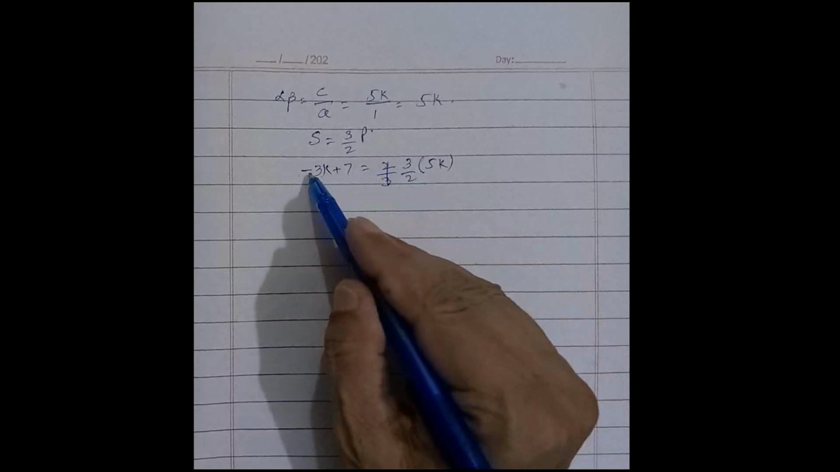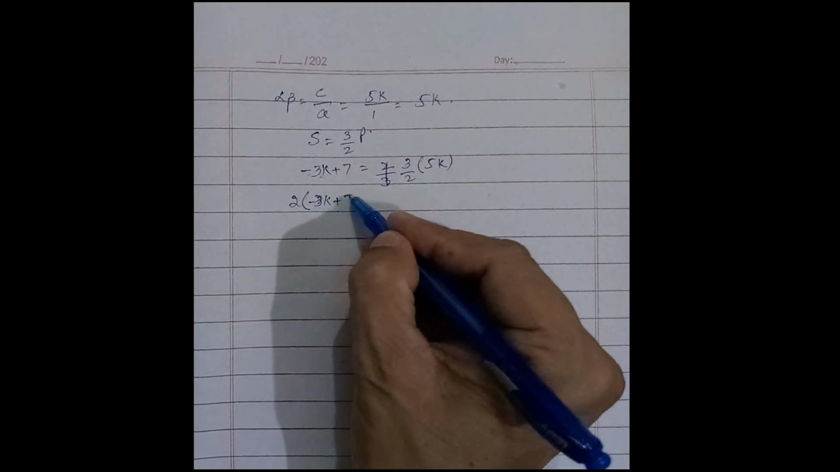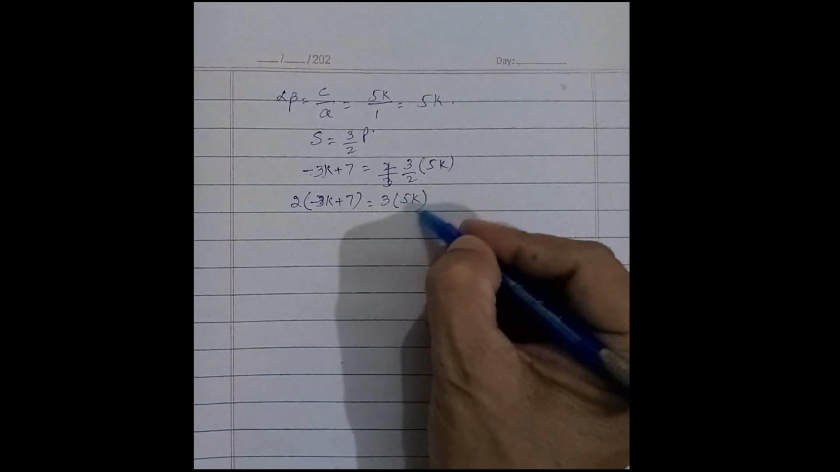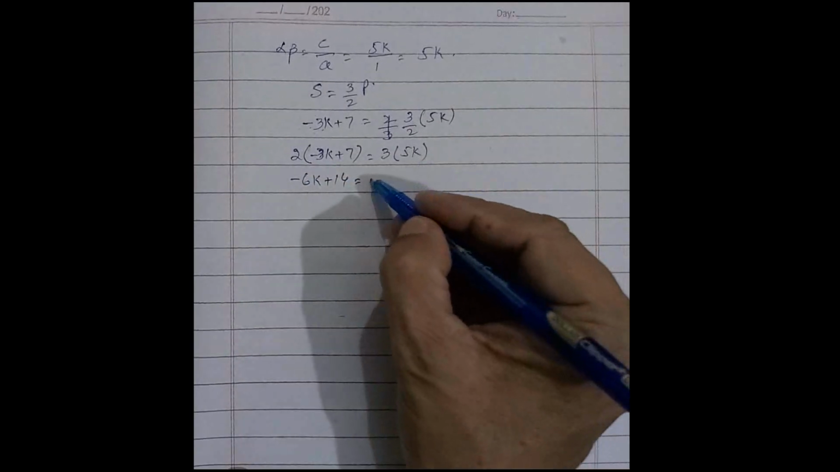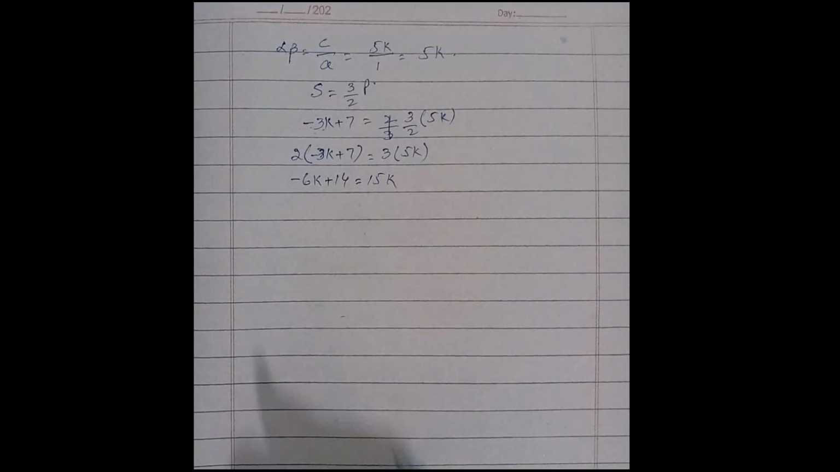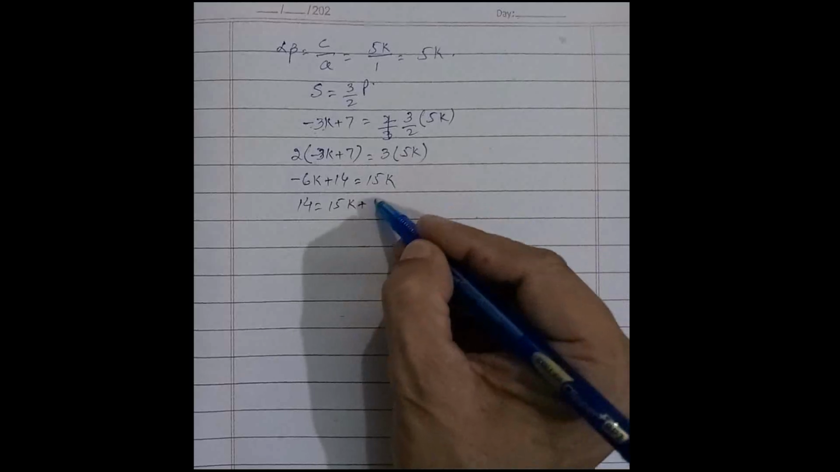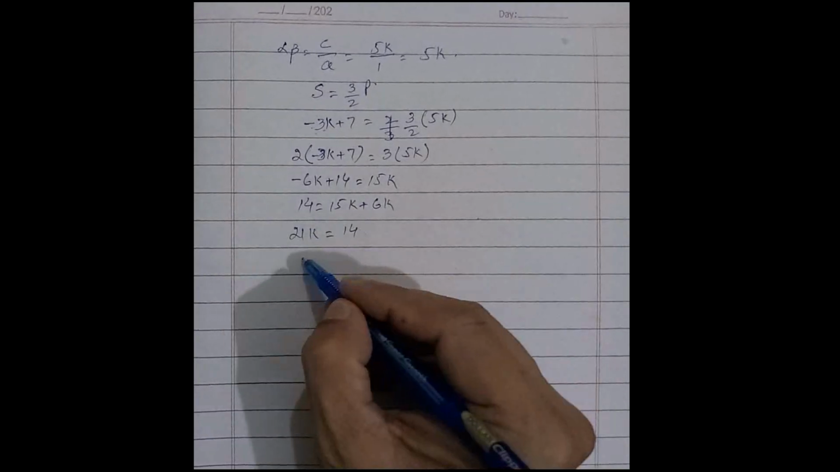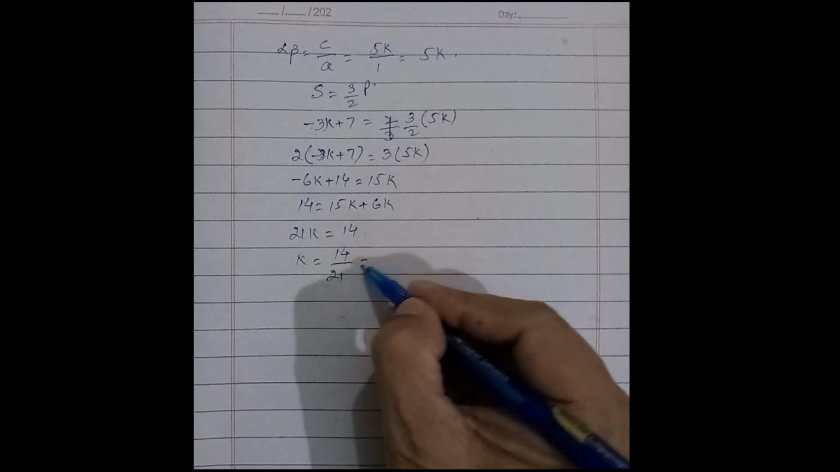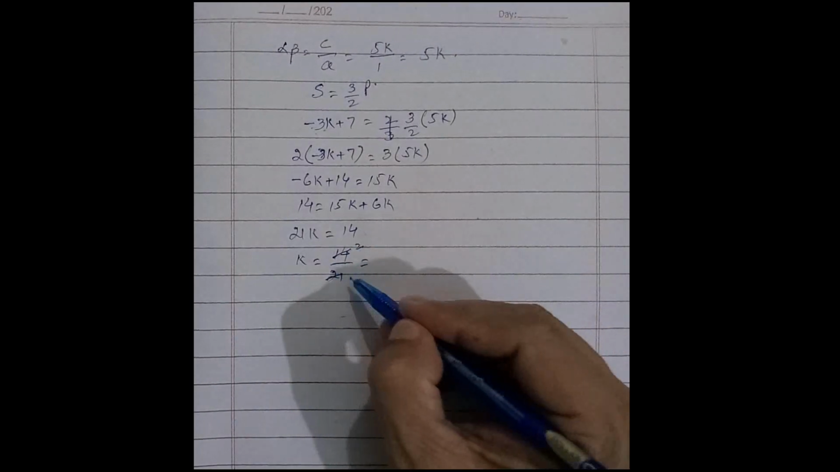Now we cross multiply the values. We get 2 multiplied with the left side, 2 times minus 3k plus 7 is equal to 3 into 5k. Now we simplify these values. We get minus 6k plus 14 is equal to 15k, and then we shift minus 6k to the right side. We get 14 is equal to 15k plus 6k. 15k plus 6k is equal to 21k is equal to 14, and k is equal to 14 over 21. And now we simplify the values. We get 7 twos are 14, 7 threes are 21. So k is 2 over 3.